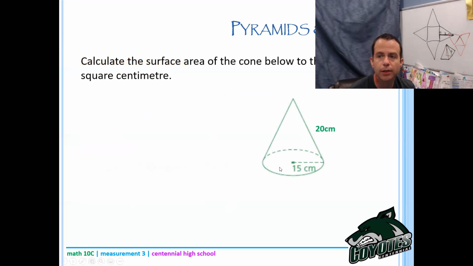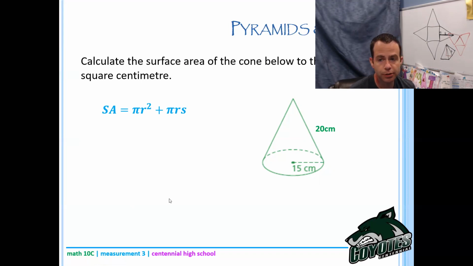Okay, so calculate the surface area of this cone. Find the formula you need. Surface area of a cone is pi r squared plus pi r s. Remember to use the pi button on your calculator. We talked about that yesterday.